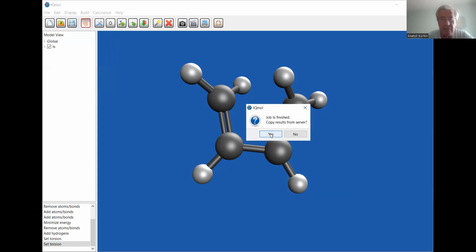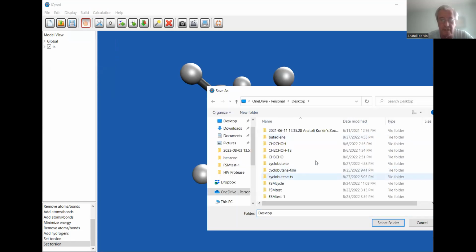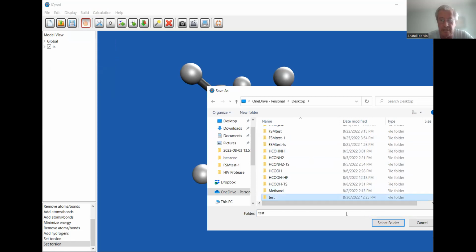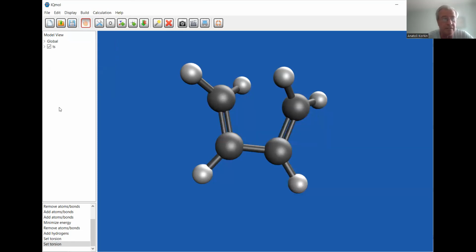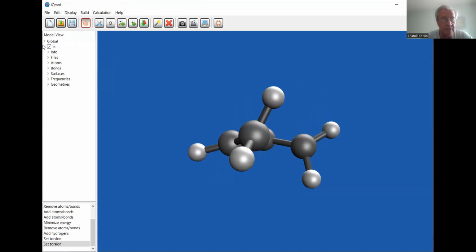All right, the finished result is transferred to the server. Okay, let's just put it in test. Select folder. Okay, directory exists, override. Yes. Okay, so the star showed that the calculation was successful. So let's see the structure.